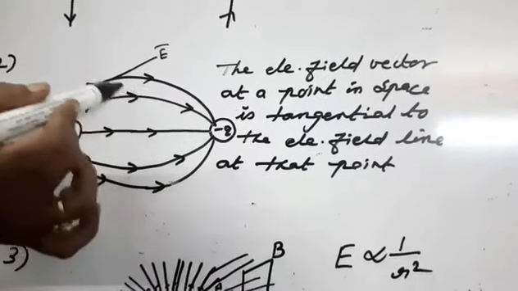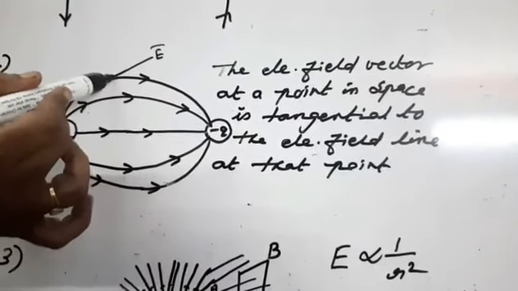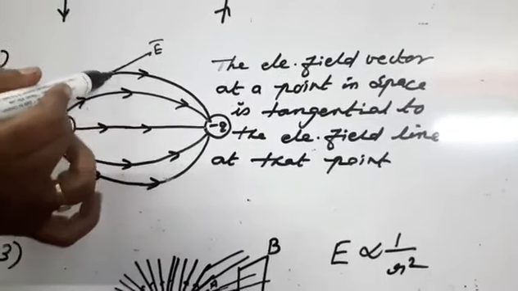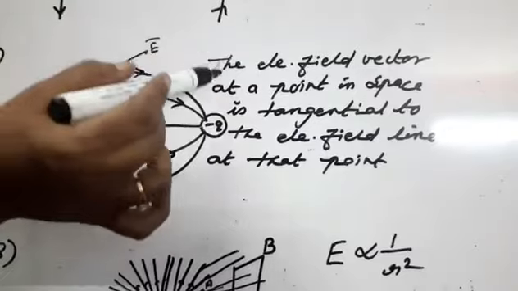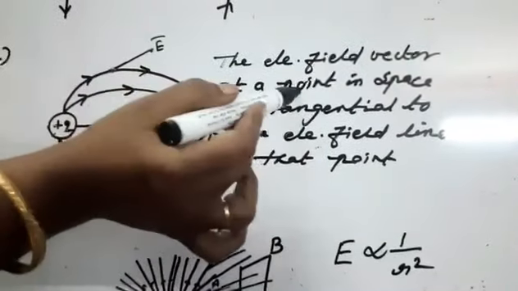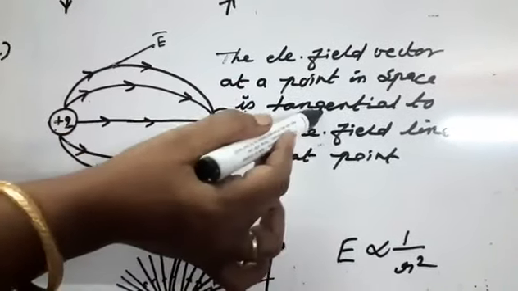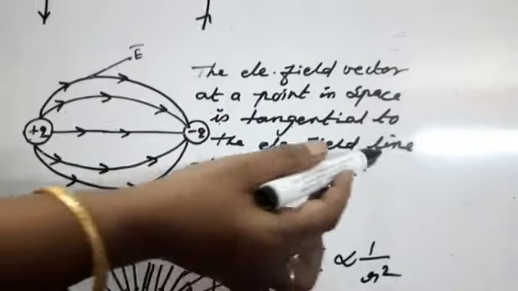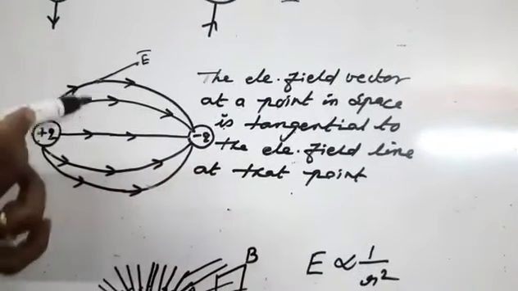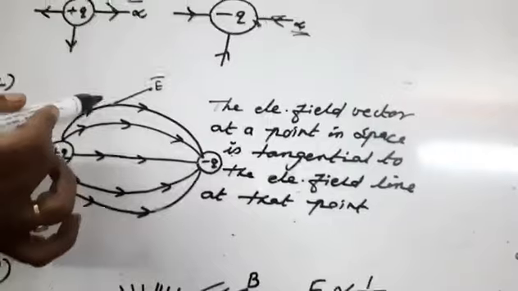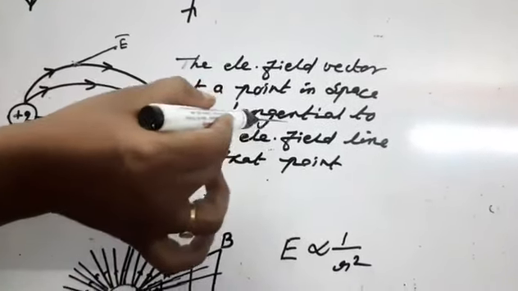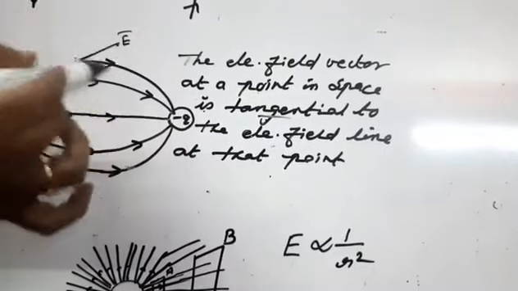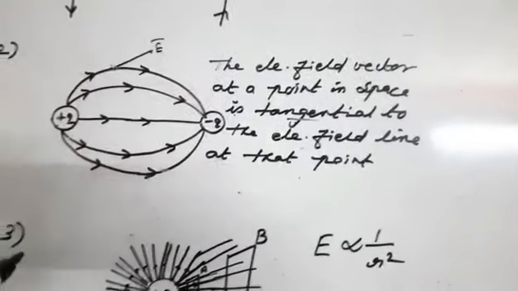Therefore, suppose on any of the lines we are calculating the electric field, we just have to draw the tangential line. So the second rule: the electric field vector at a point in space is tangential to the electric field line at that point. So at any point where we want the electric field, we just draw the tangential line, which gives the electric field at that point. This is known as the second point.